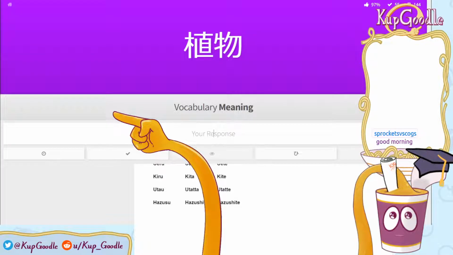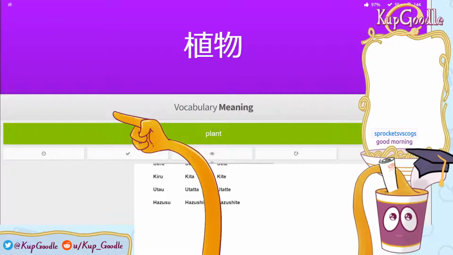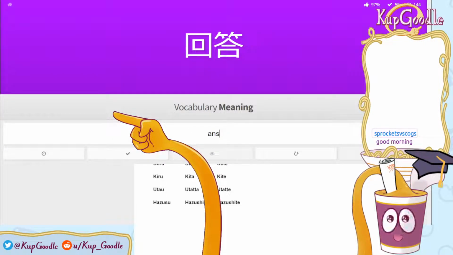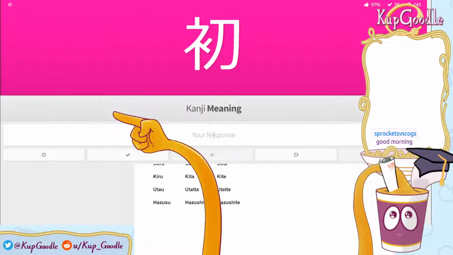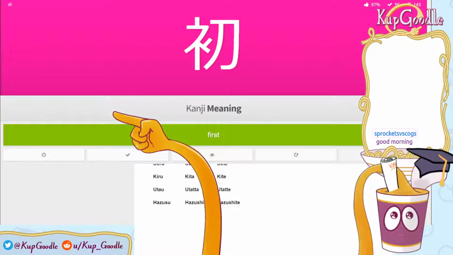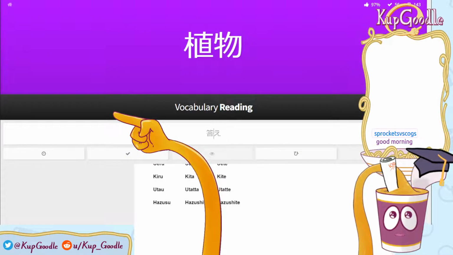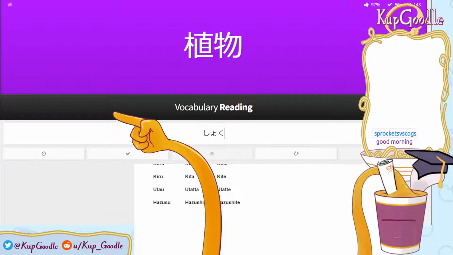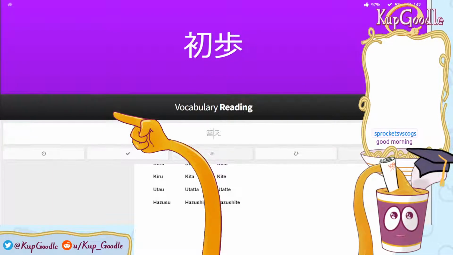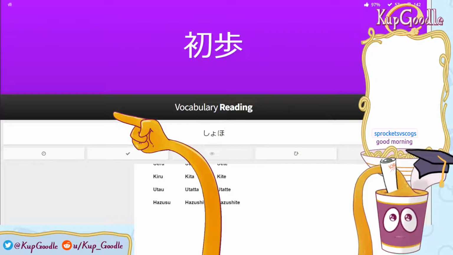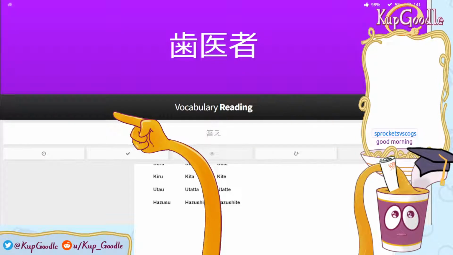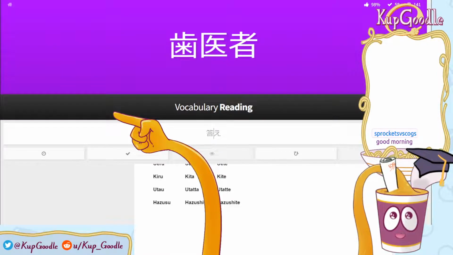植物. 生物 植物, that is a plant. An answer or reply. しょ means first. 植物, shoku is plant and butsu is thing. One version of thing. 植物. Shoho. That is haisha. That is a dentist. Haisha.